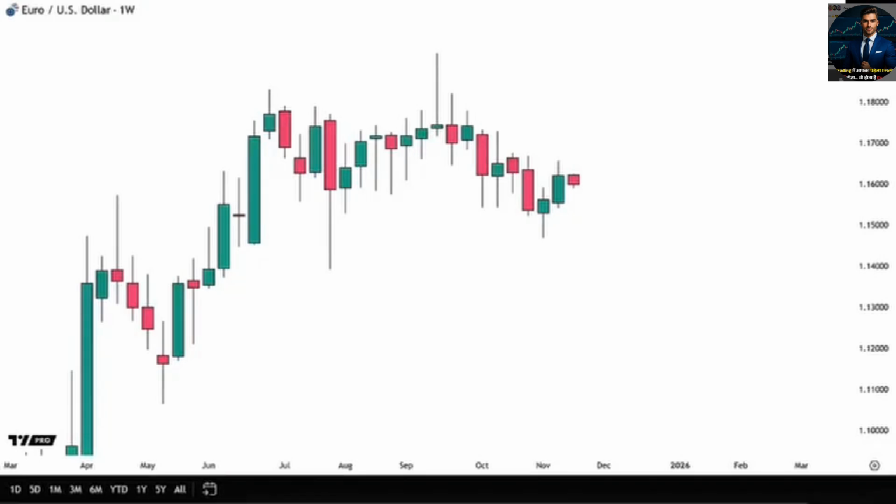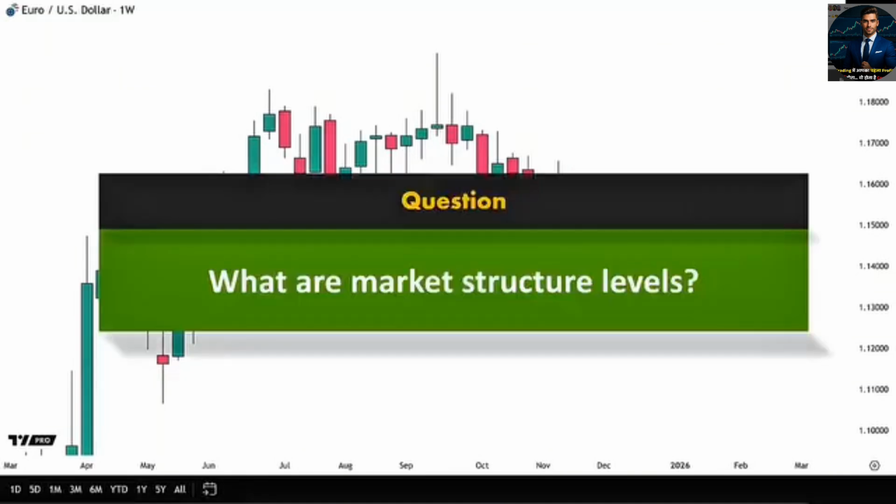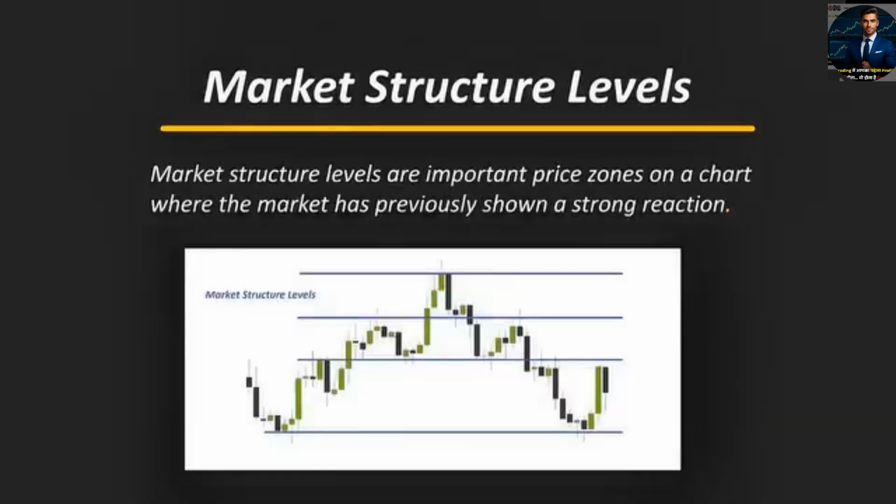The reason we mark these levels is that when price taps into them, we expect a strong reaction, so we need to see them clearly when working on the lower time frames. But what are market structure levels? Market structure levels are important price zones on a chart where the market has previously shown a strong reaction.